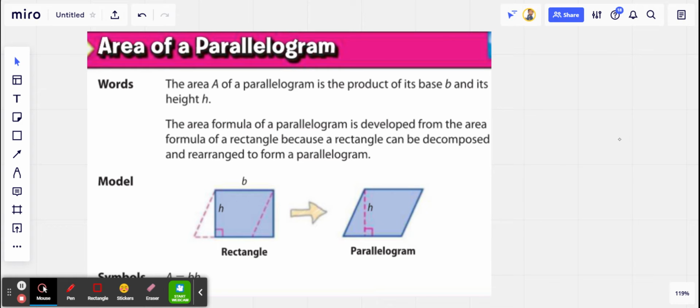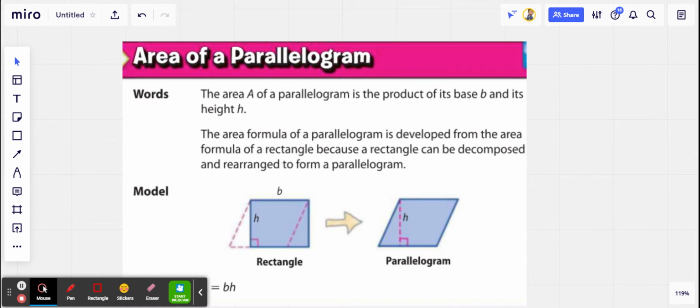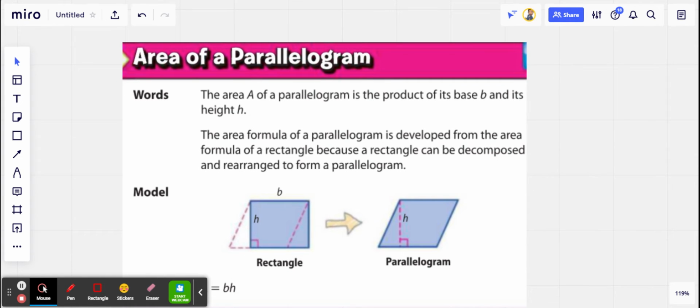So today we're going to pick up where we left off yesterday. Yesterday we learned about the areas of a rectangle and a square. And today we're going to be learning about the area of a parallelogram, excuse me, and also a triangle.